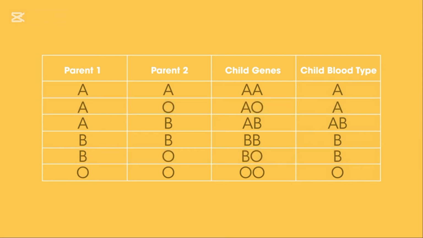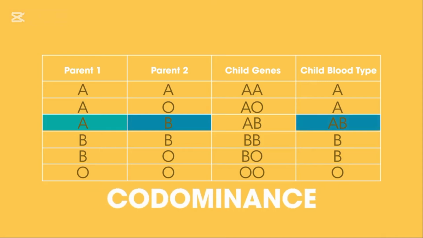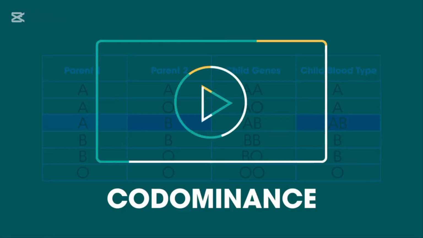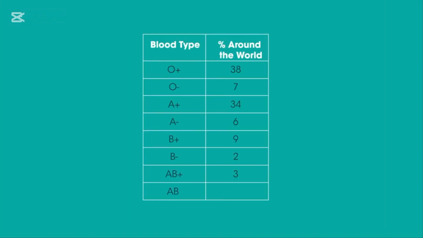Whereas see here, if you have one parent as A and the other as B, so you have genes AB, then you'd be blood group AB. This is an example of codominance, which we learn about more in detail in this video. To have blood group O, you need your genes to be OO, and so both of your parents must also be O's. This is because the O allele is recessive. Despite being recessive, blood group O is the most common around the world.